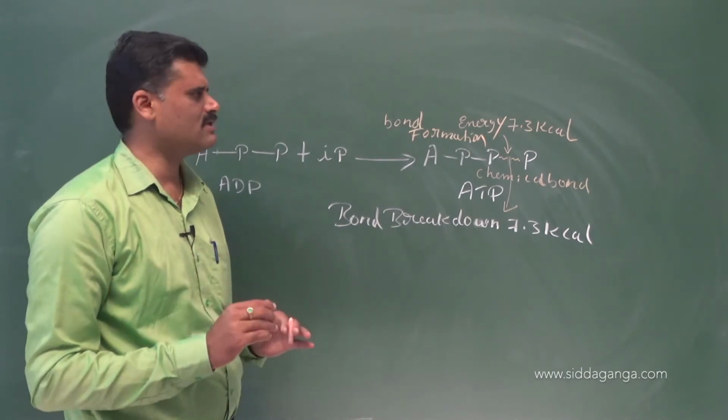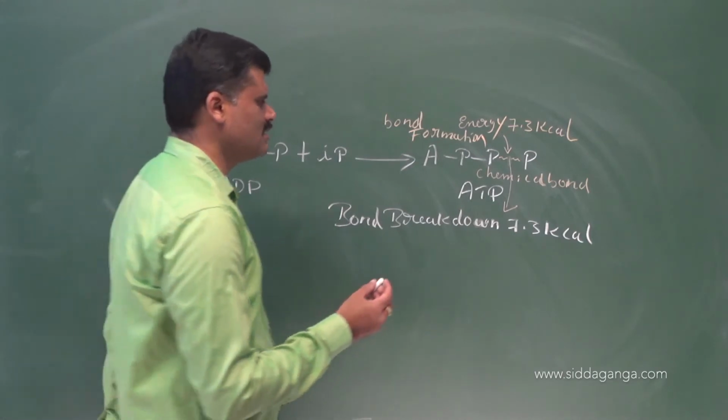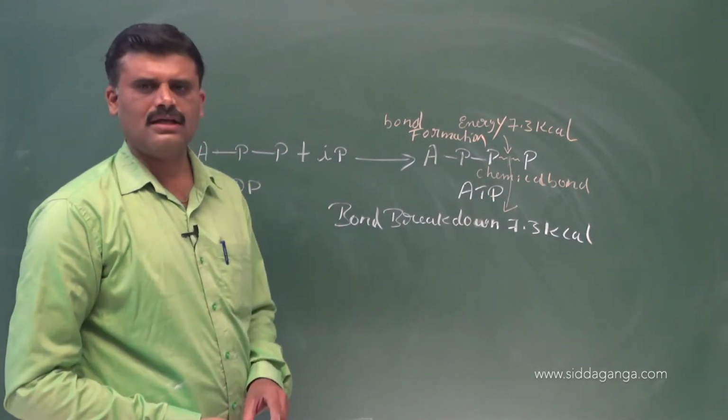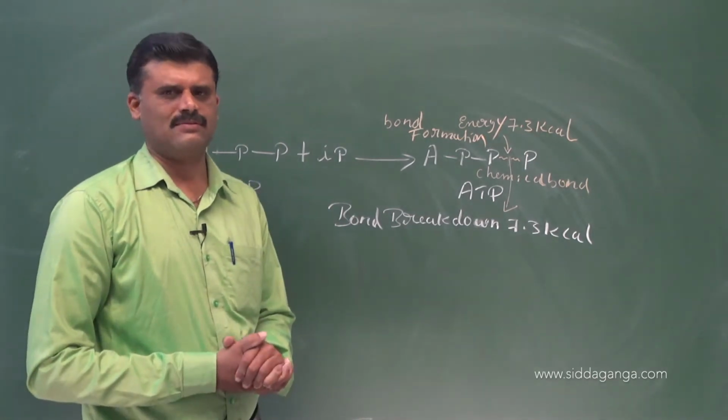Formation of the bond requires 7.3 kilocalories. After breakdown of the bond, it releases 7.3 kilocalories of energy. That energy is used for doing several activities inside the organism's body. Okay.